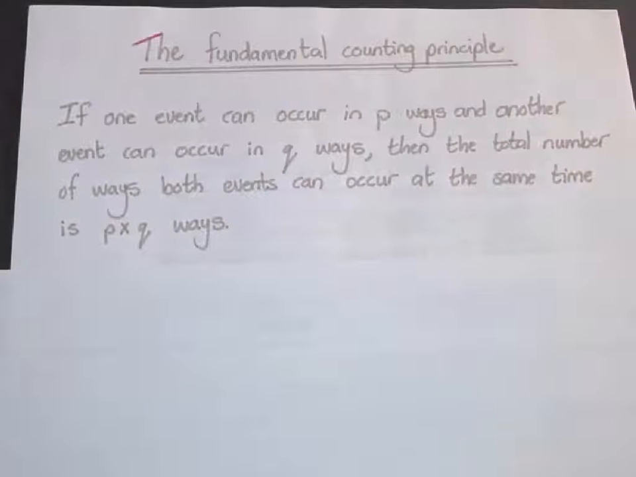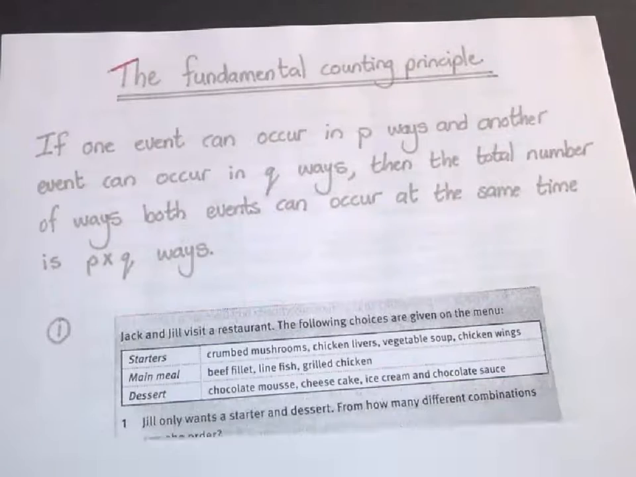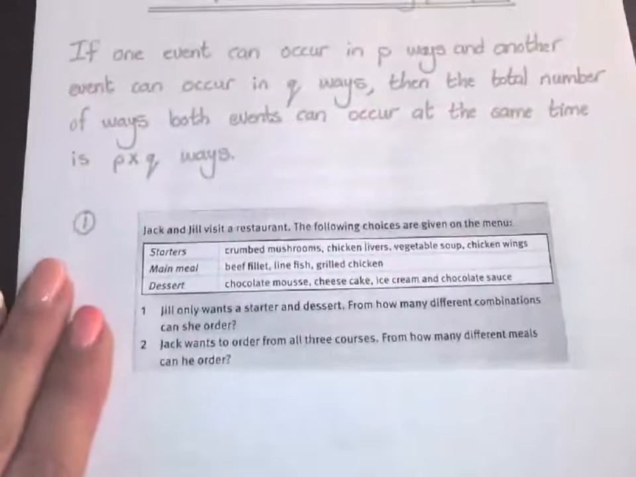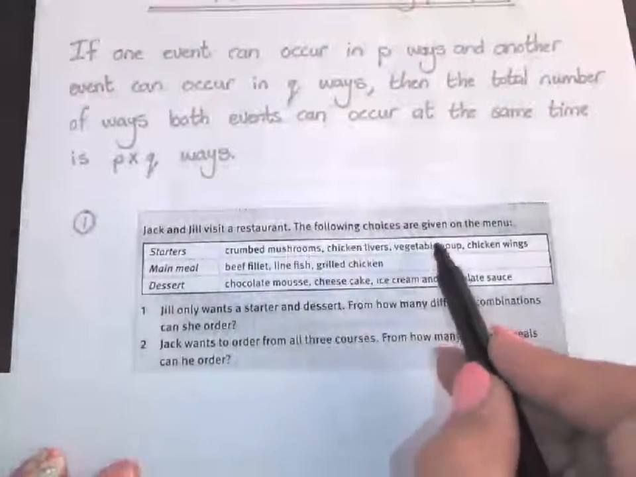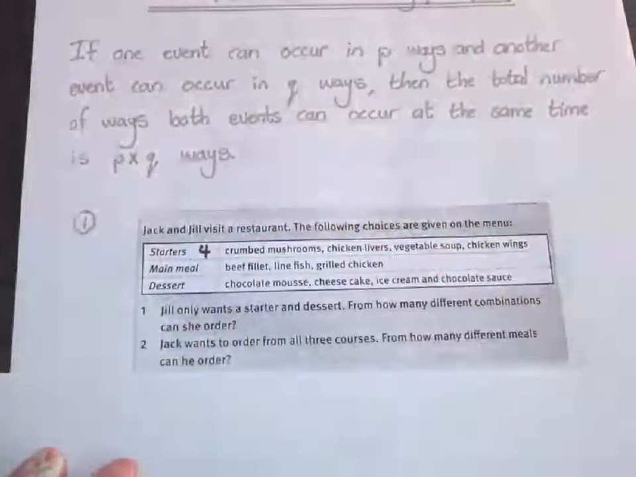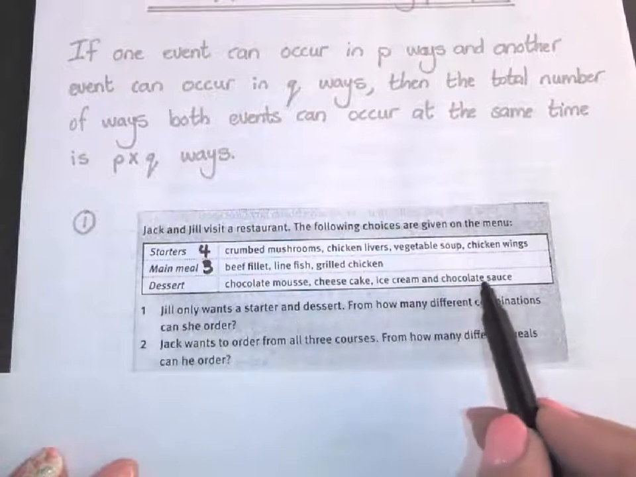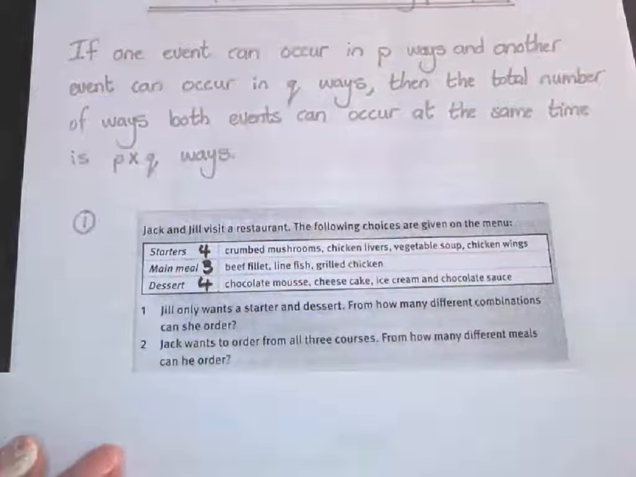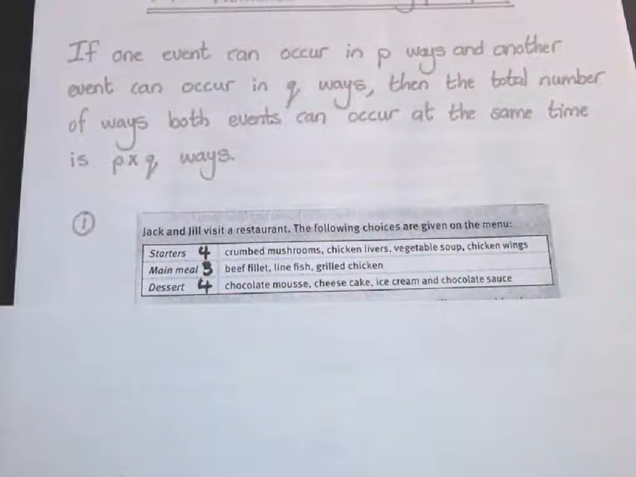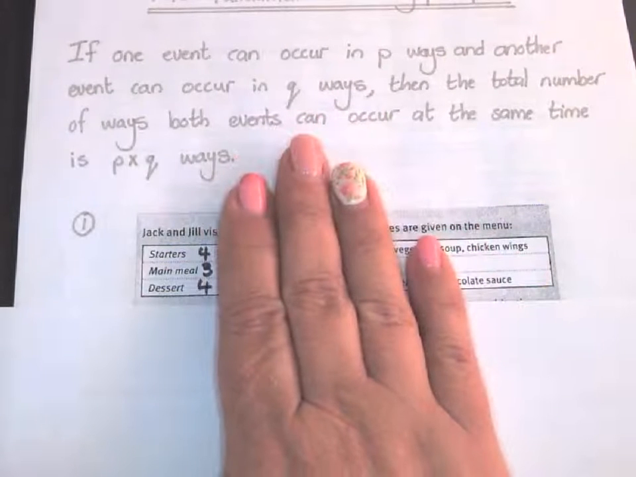Okay, the next example, don't write everything down. Just write down the combinations like this. Example 1, we have 1, 2, 3, 4 starters. We have 1, 2, 3 main meals. And 1, 2, 3, 4 desserts. Don't write down what the desserts or the main meals or the starters are. So you just write that little block.